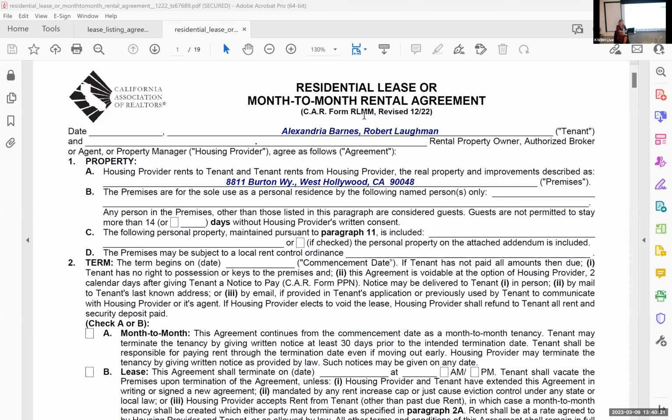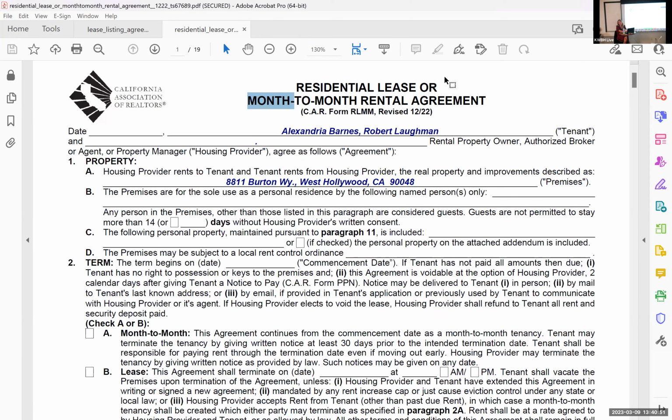The lease agreement. Now, this one's funny, RLMM. In zip forms, if you're trying to find this and you type in the word lease, it does not show up. I don't know why, but if you type in the word month, it will show up. And it freaks people out because it says month to month.